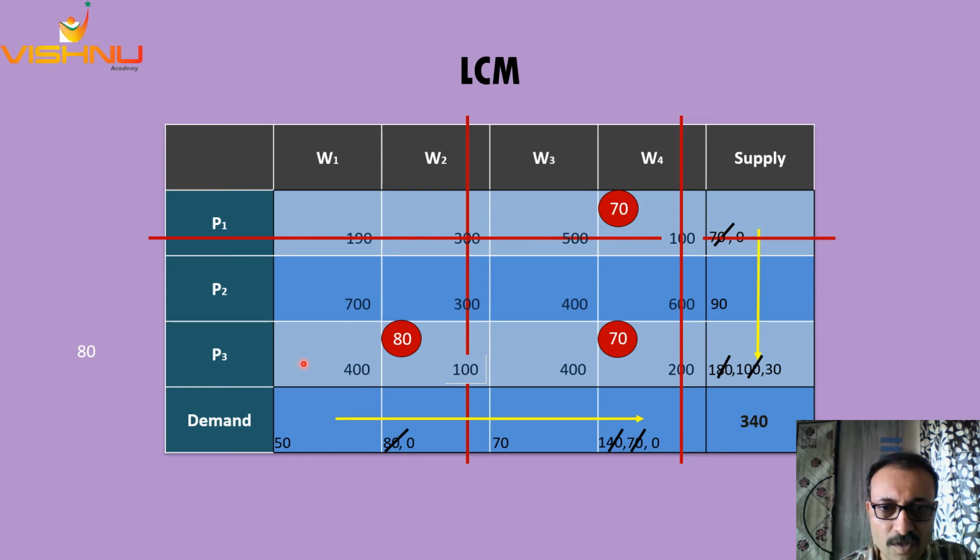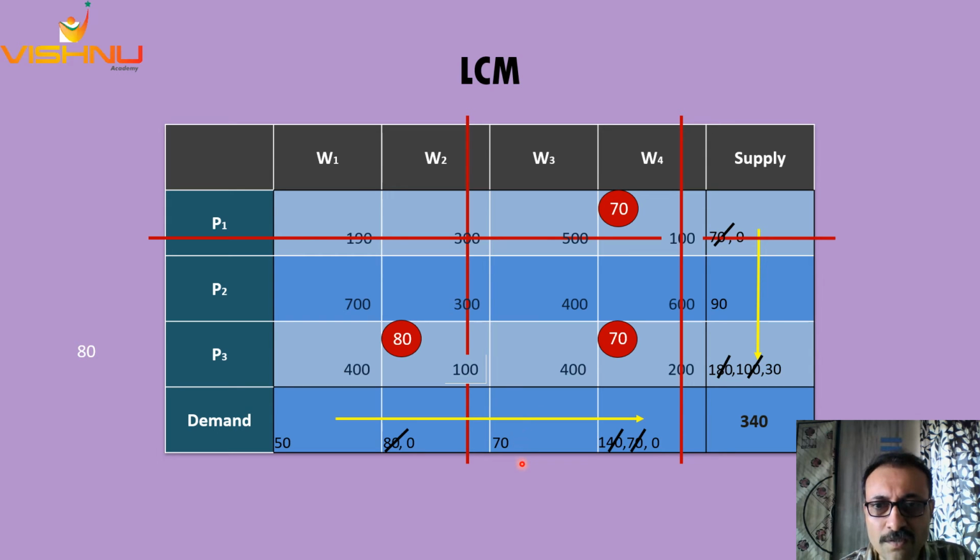So let's quickly have a look at this one, P3W1. 50 here, 30 here, so a maximum of 30 possible here. We make a note. P3W3, 70 here, 30 again here, so a maximum of 30 again possible for this particular cell. So both these cells can be allotted a maximum of 30, which tells us that there is a tie again between these two cells. Now let's have a look at the third one, P2W3.